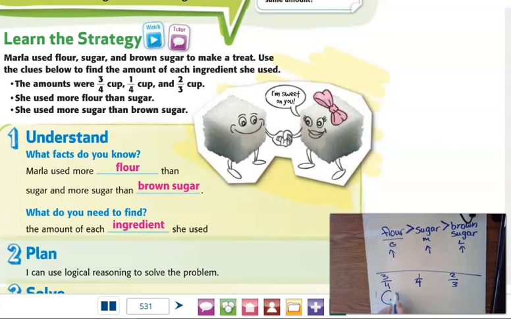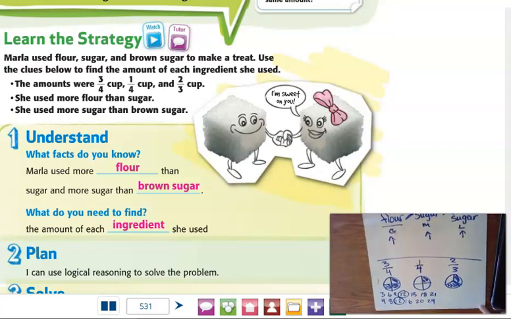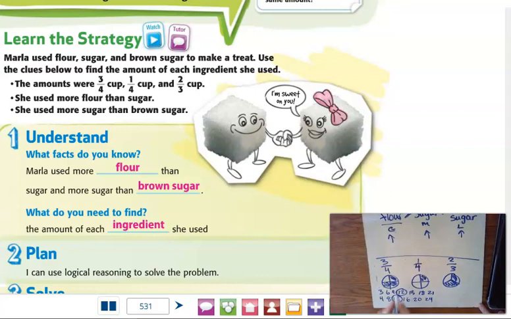Now one way I can do it is I can draw my models, and I can draw my quarters and my thirds, and I can shade 3/4, and I can shade 1/4 and 2/3, or I can convert and I can find my multiples of 3 and my multiples of 4. 3, 6, 9, 12, 15, 18, 21, 4, 8, 12, 16, 20, 24, and I see 12 is my least common multiple there. So then I'm going to change all of these denominators to 12.